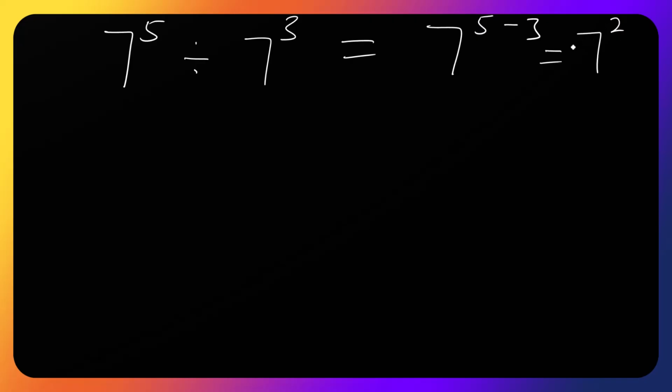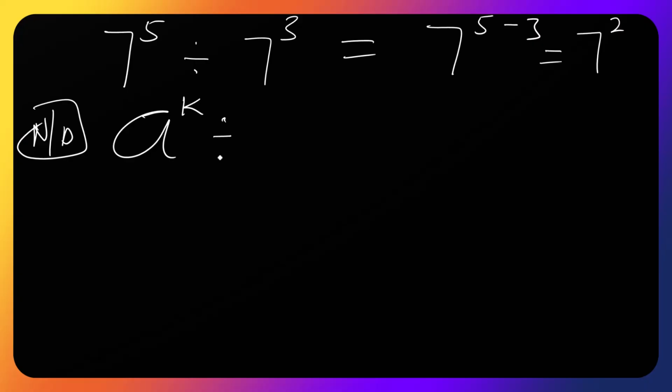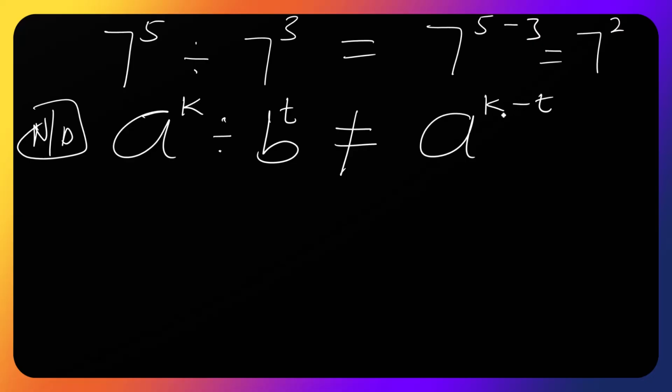Now understand that A exponent K divided by B exponent T is not the same as A exponent K minus T. Why? Because the bases are not the same. So don't try this. It won't work. It's not equal to that.